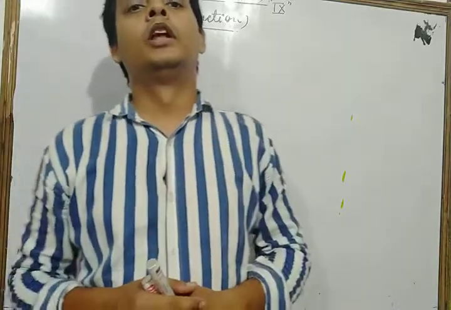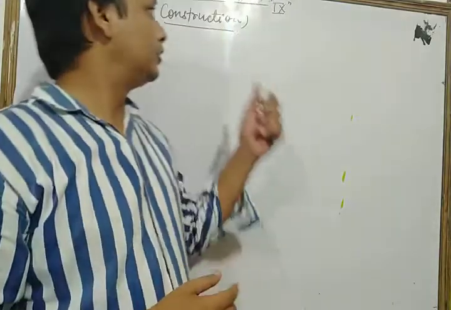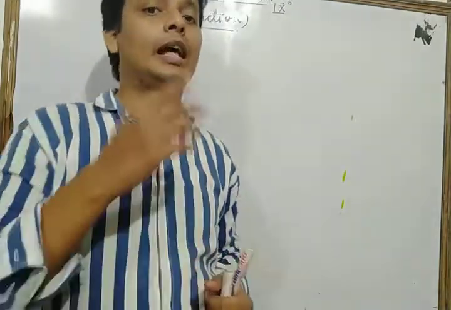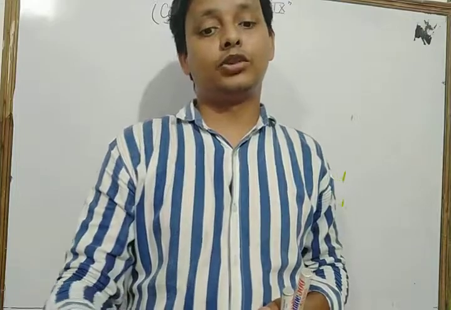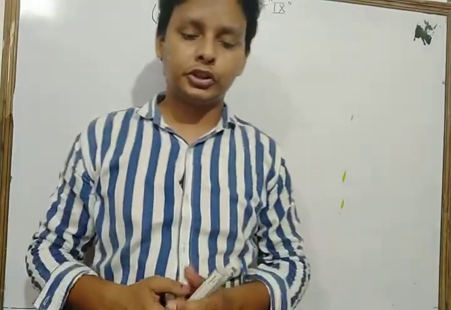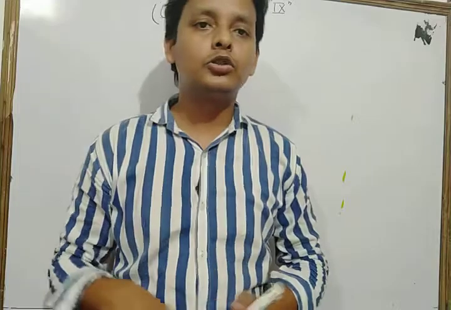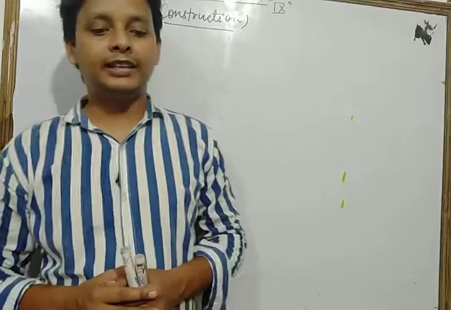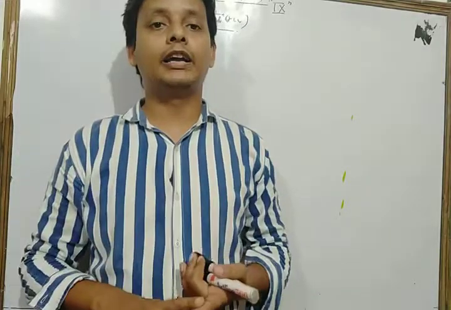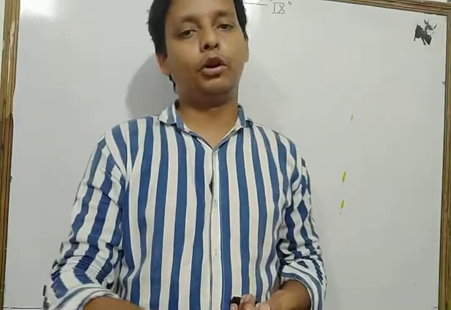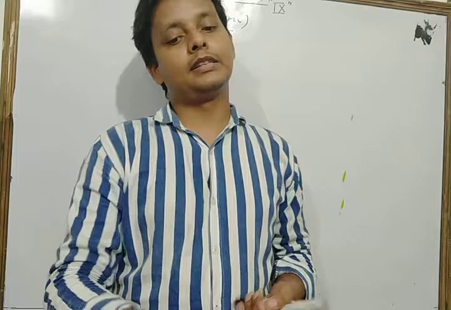In the previous class we discussed the chapter construction. We discussed the construction of the bisector of an angle, and also the bisector of a line segment. We also discussed the construction of some standard angles with the help of ruler and compasses only: 90 degree, 60 degree, 45 degree and 30 degree.